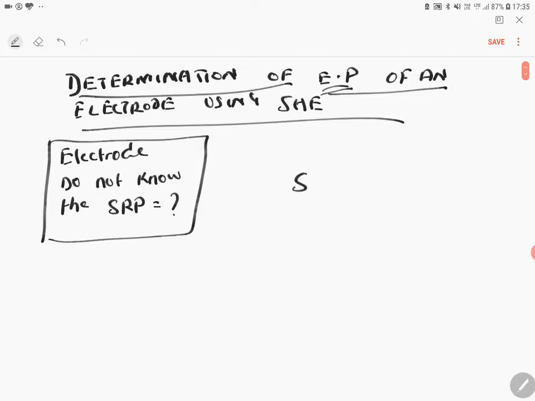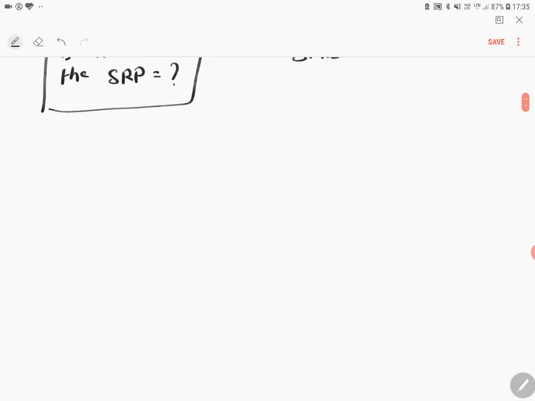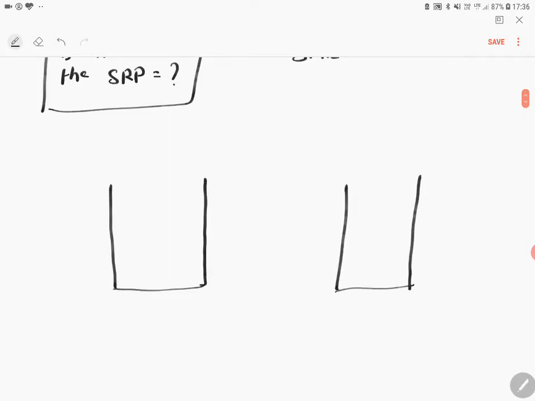Now on the one hand you have this electrode, on the other hand you already have SHE. Now you are connecting both. Here we will show you an experimental setup. Unknown electrode, and this is your SHE, standard hydrogen electrode.